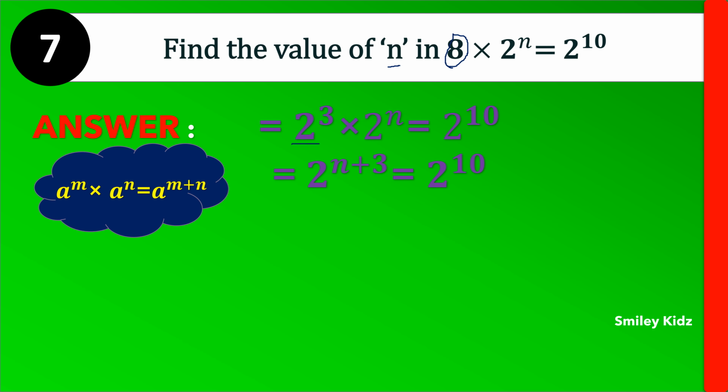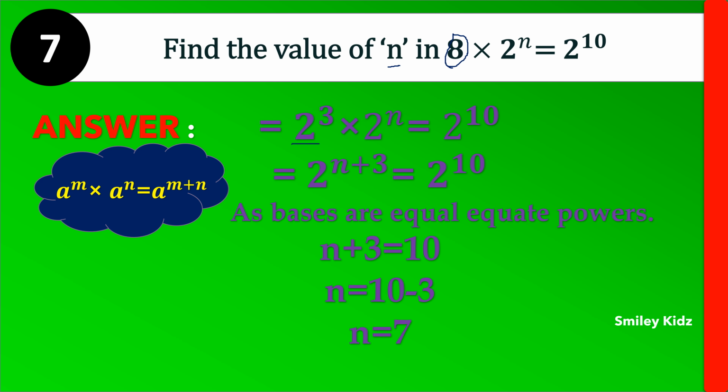Here we use the law a to the power m into a to the power n is equal to a to the power m plus n. That is equal to 2 to the power n plus 3, that is equal to 2 to the power 10. As bases are equal, equate powers. N plus 3 is equal to 10. N is equal to 10 minus 3. N is equal to 7. Therefore, the value of n is equal to 7.